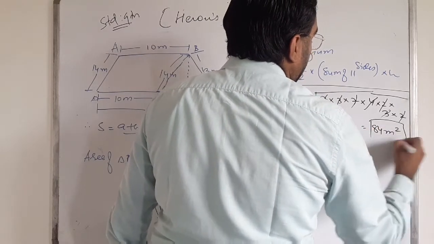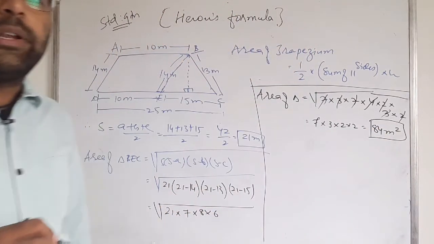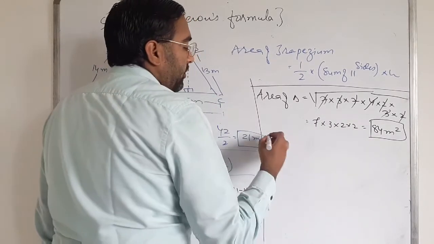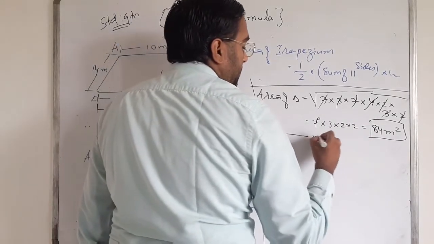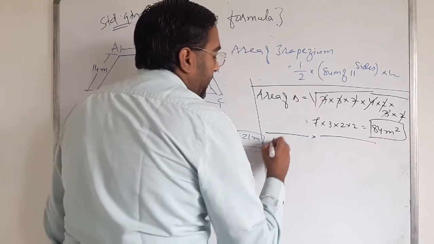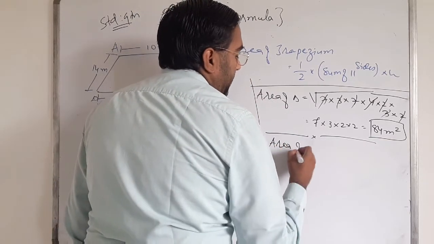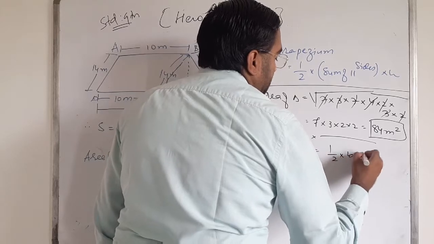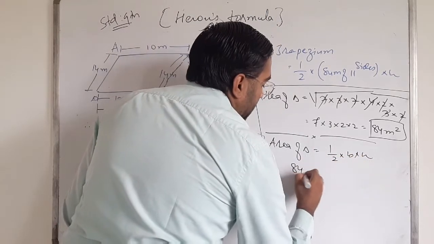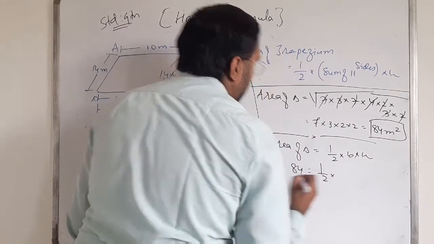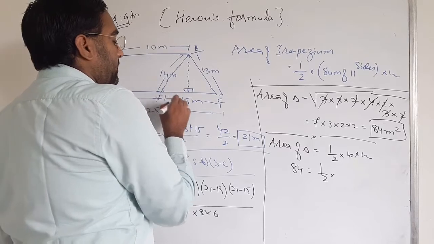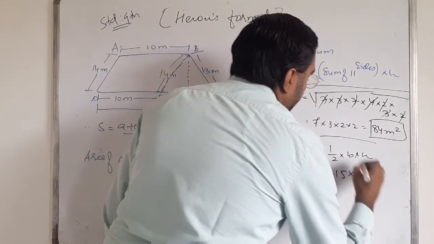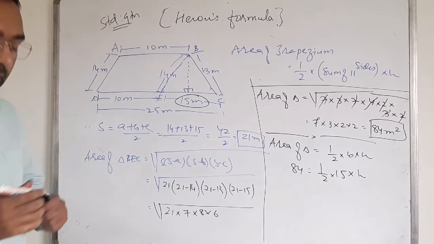Your area will be 84 meters square. Okay, now we have to take this area into the half base into height. Area of triangle, we know that also, that is half base into height. So we have to take 84 equal to half into base of the triangle, that is 15, into the height of the triangle, which we have to find.